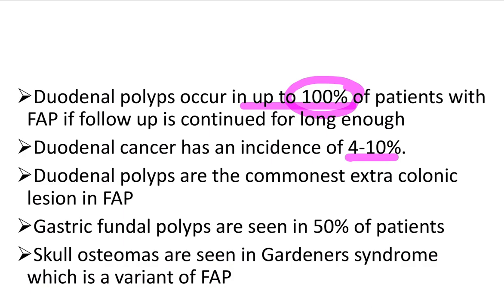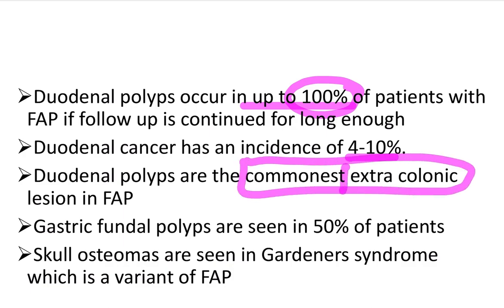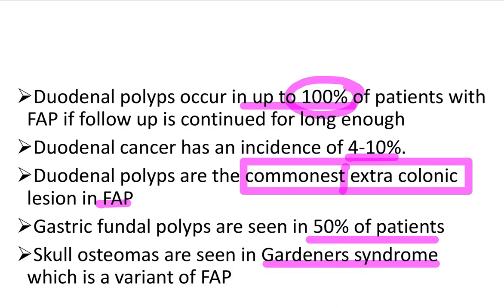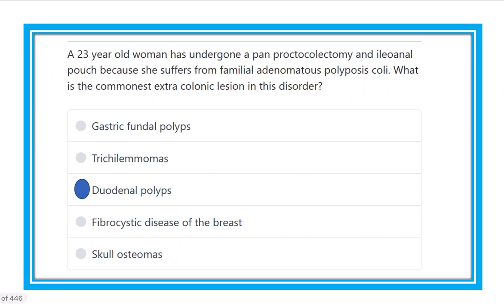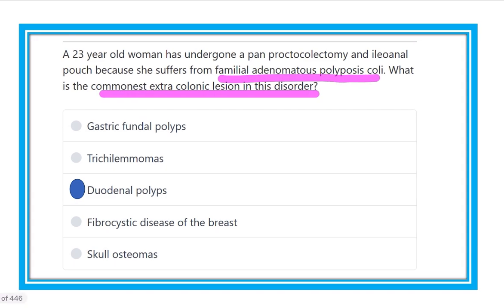Duodenal polyps are the most common extracolonic manifestation of FAP. Gastric fundic polyps are second, about 50% of patients. Sclerostioma is also present in FAP, in the Gardner variety. So what is the most common extracolonic manifestation of FAP, familial adenomatous polyposis coli? It is the duodenal polyp.